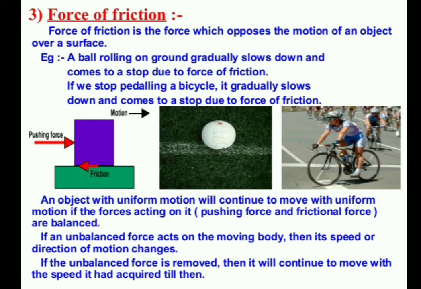So here we have discussed the force of friction. The remaining points we will discuss in the next class.